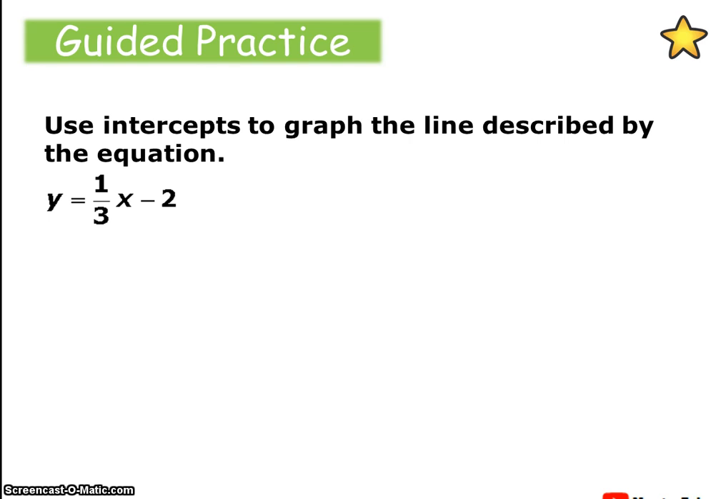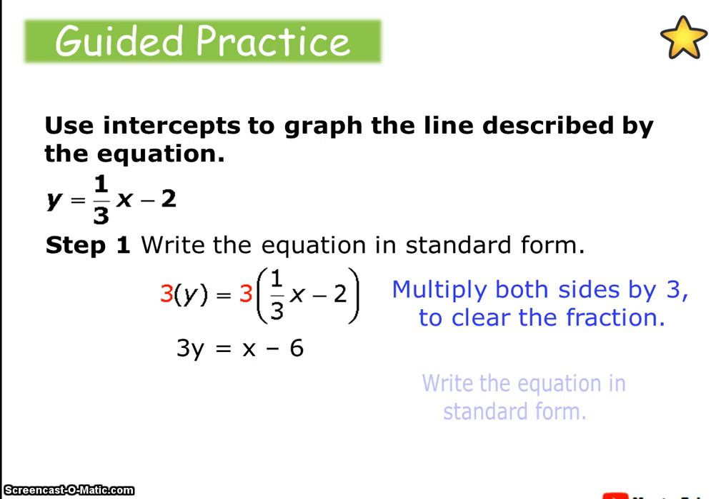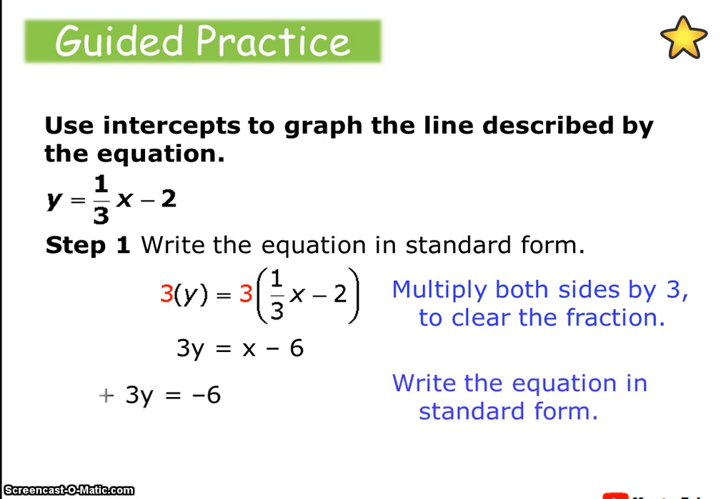Alright, welcome back. So in standard form, I want to get x and y together on the same side. So in this case, I'd have to subtract. Actually, you know what? I'm going to go ahead and get rid of that fraction by multiplying both sides by 3. Get rid of that denominator. That gave me 3y equals x minus 6. Then I'm going to bring the x to the left side by subtracting x from both sides, and that's going to give me negative x plus 3y equals negative 6.